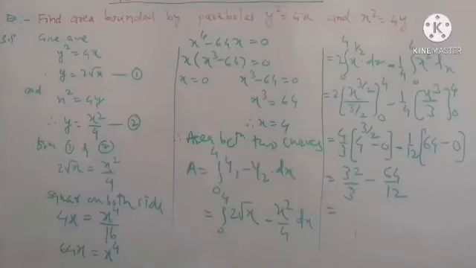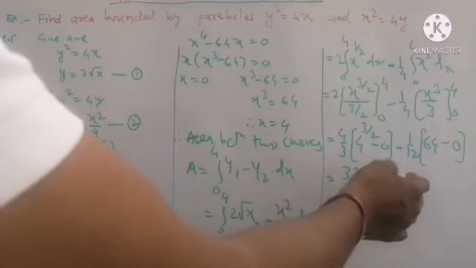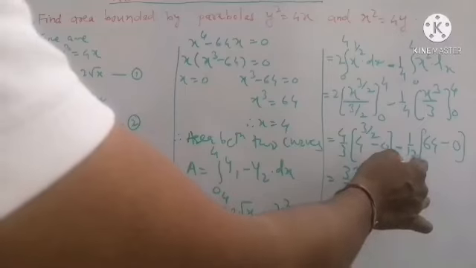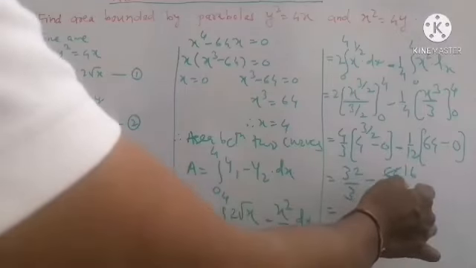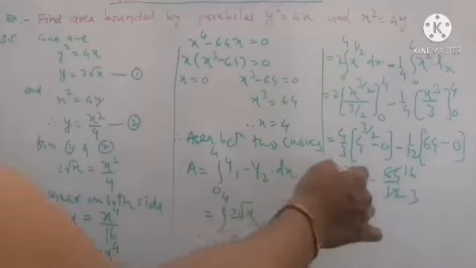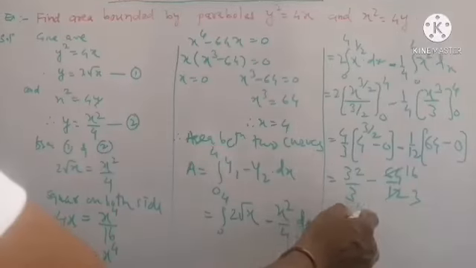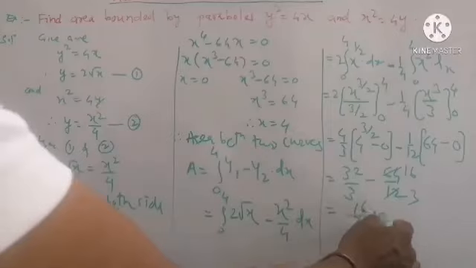Now simplifying this by equalizing the denominators, we divide this fraction by 4, that is, 4 into 16 is 64, and 4 into 3 is 12. So we get 32 divided by 3 minus 16 by 3, which gives 16 by 3 square units.